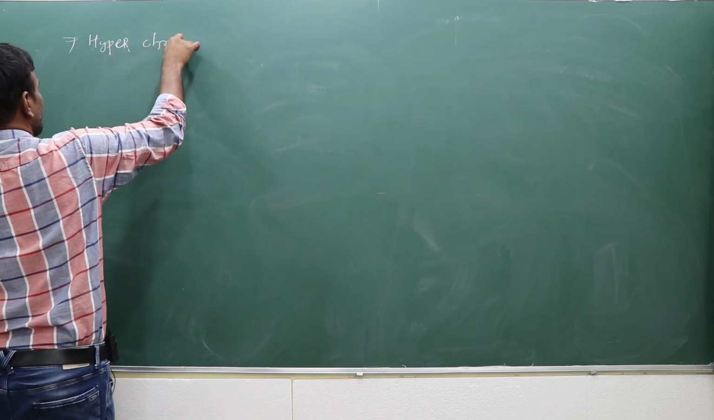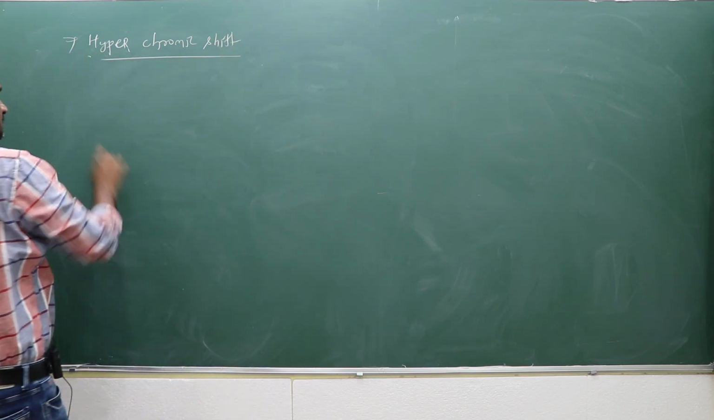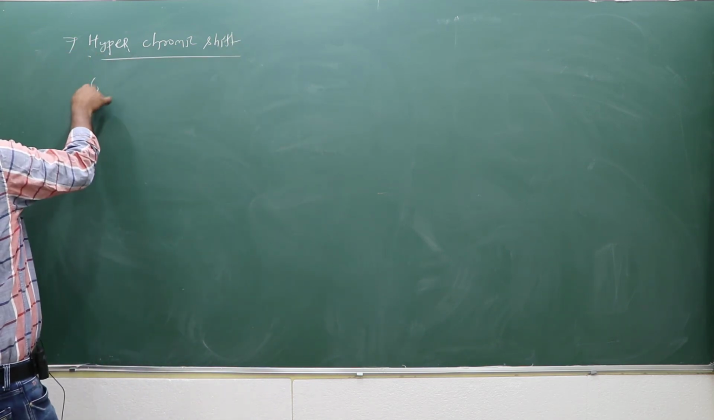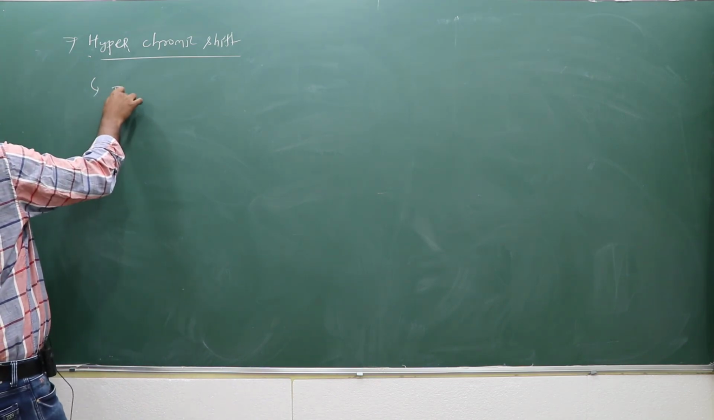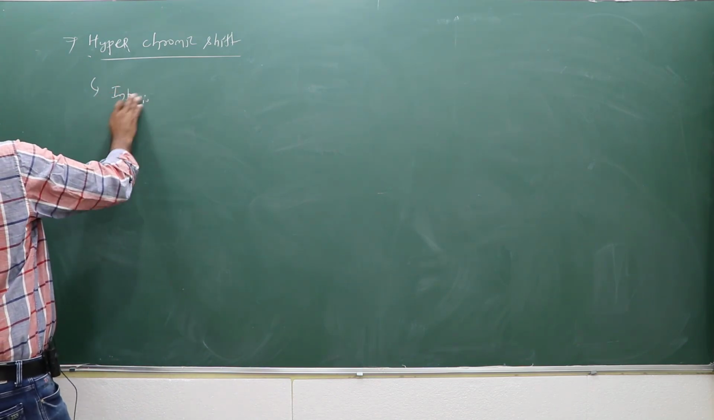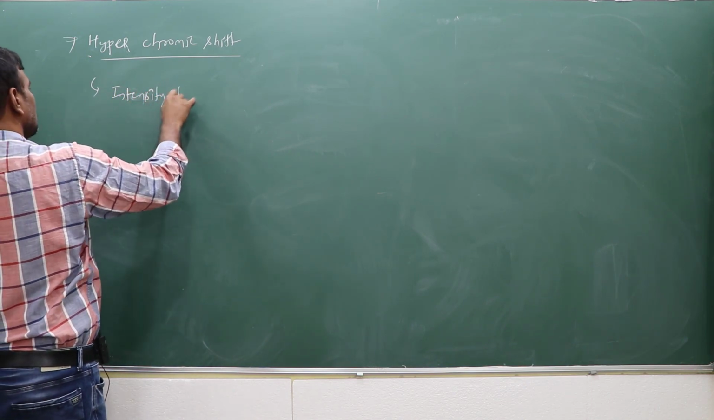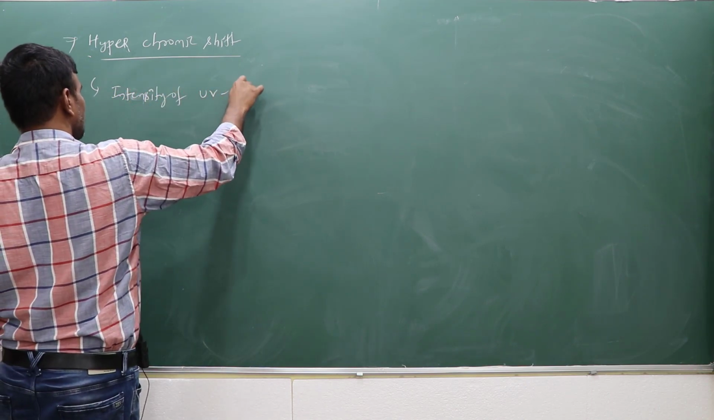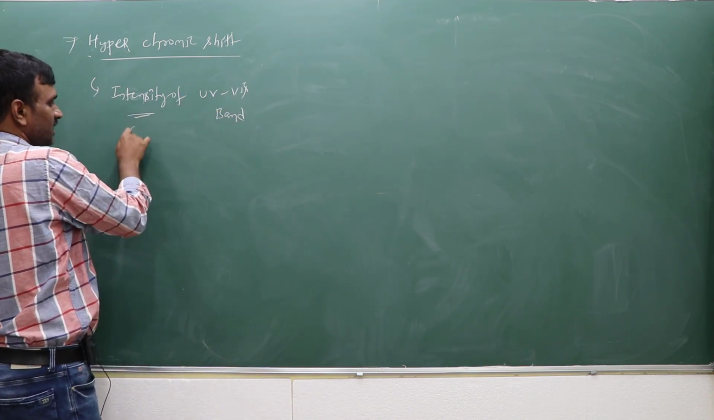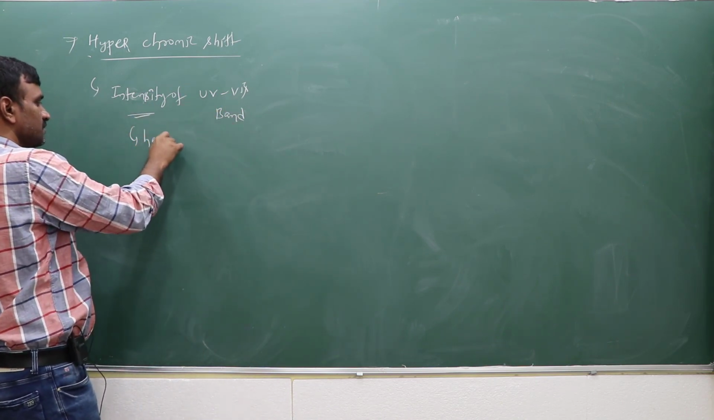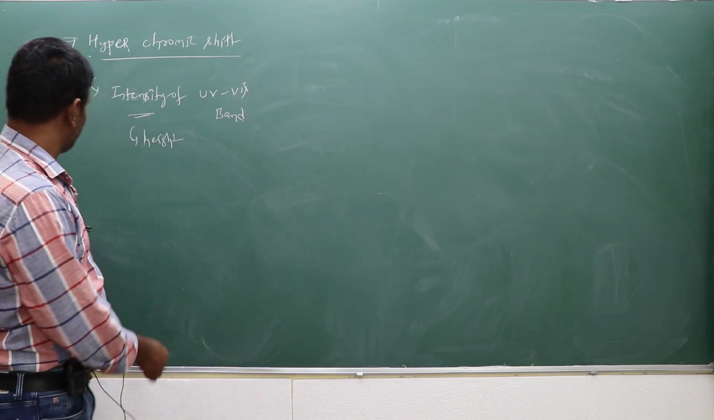Hyperchromic shift and hypochromic shift are also there. The hyperchromic shift depends upon the intensity of the band, the intensity of the UV visible band. Intensity is nothing but the height of the UV visible band.